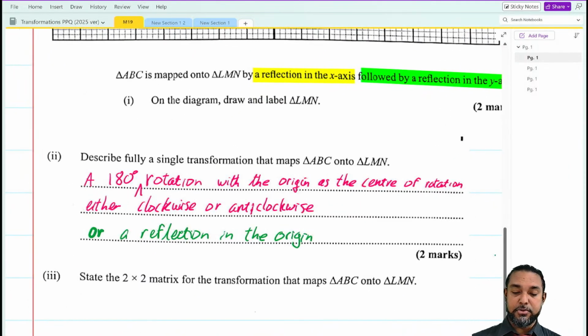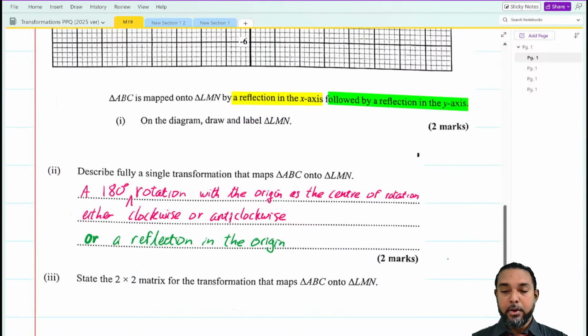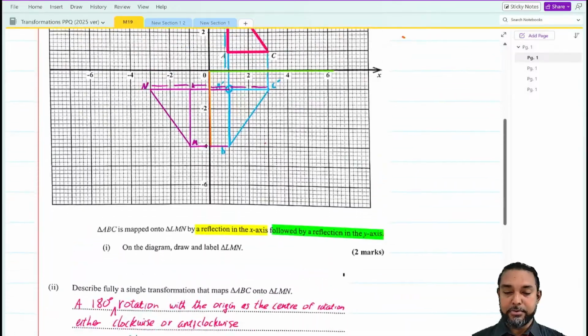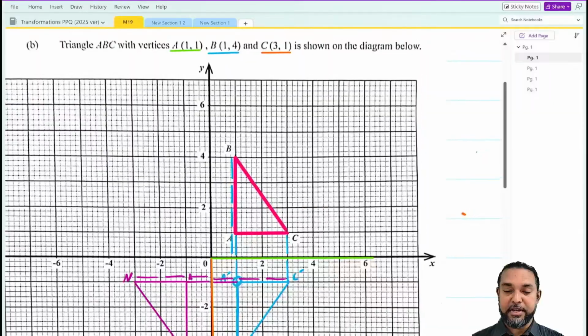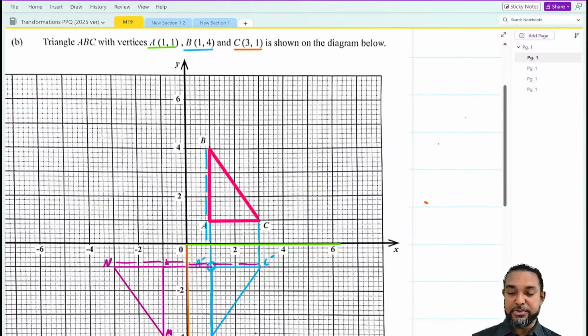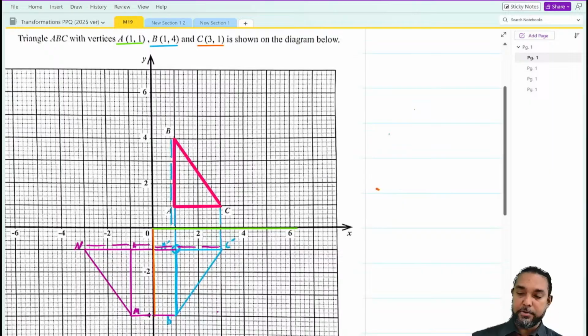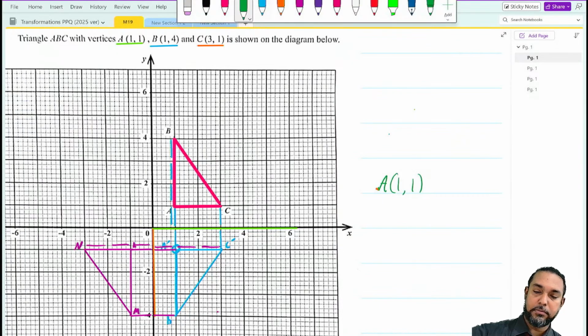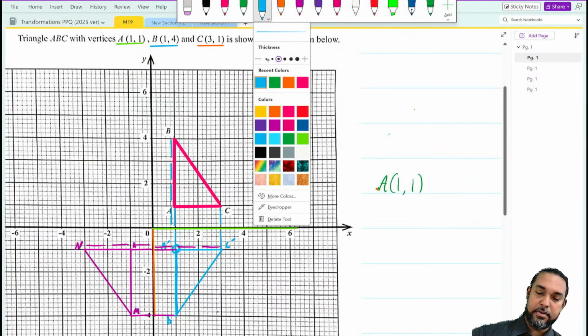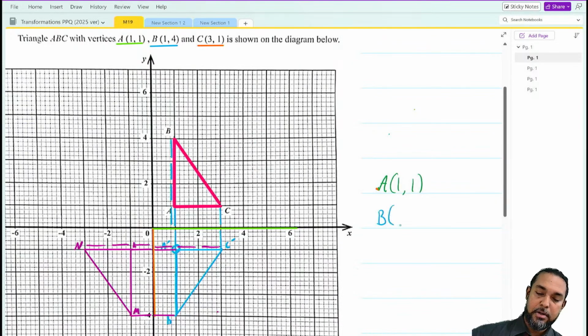Now, the next piece they want here is state the 2x2 matrix for the transformation that maps ABC onto LMN. Okay, so to explain that, what I want you all to do for me first of all is, now they gave us the coordinates of the vertices for A, B, and C already, right? So here's what I want you all to do. I'll start you off, right? For A, what were the coordinates? Initially it was 1, 1, right? Then for B, sorry, let me use a different color for that one. All right. Let me make sure I have that right. Yeah, that's correct. So for B, what were the coordinates? That was 1, 4.